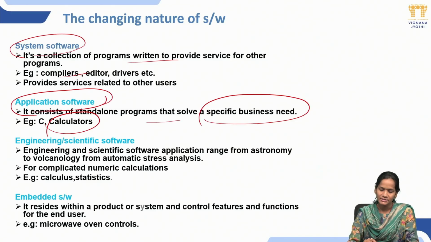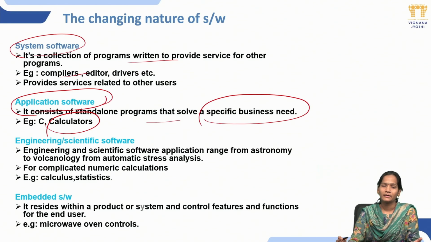Next, engineering and scientific software. See, we use some calculus, statistics programs for what? For scientific software ranges from the astronomy and some kind of stress analysis. See, if you want to use some kind of mathematical explanation or mathematical definitions and some formulas, we are going to go with this engineering and scientific software to solve those particular formulas, so solve those particular problems. Calculus and statistics are the different examples.